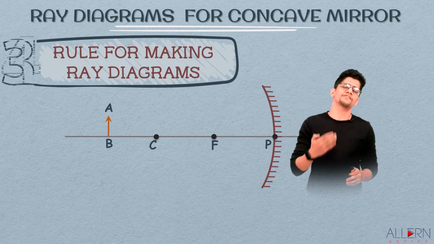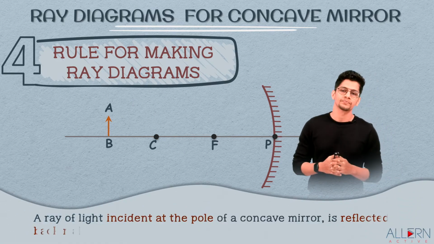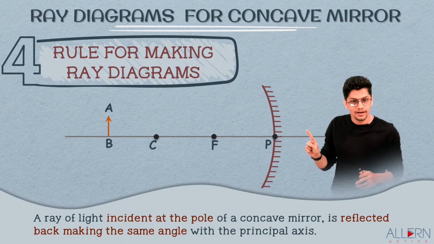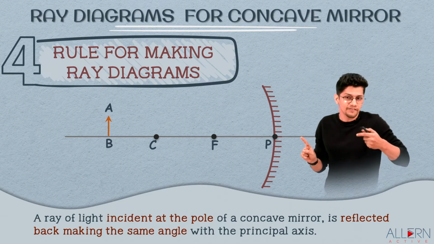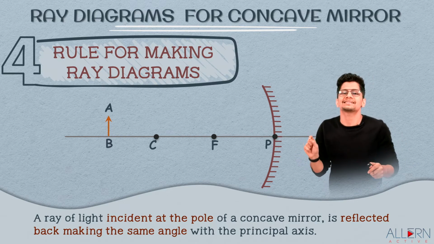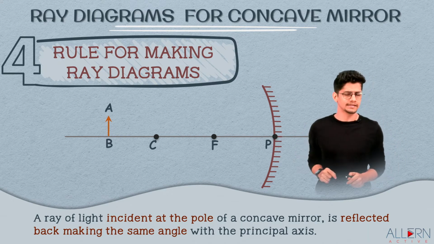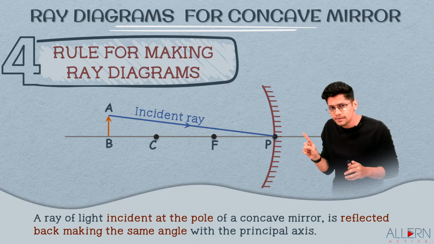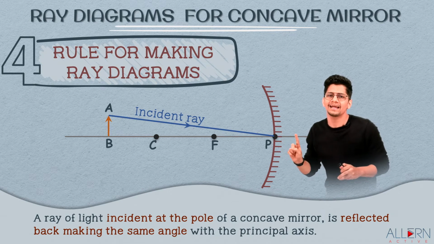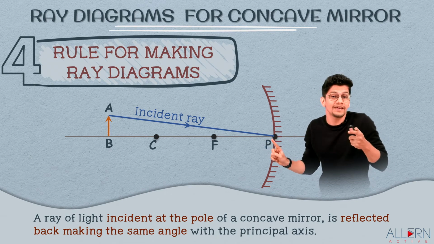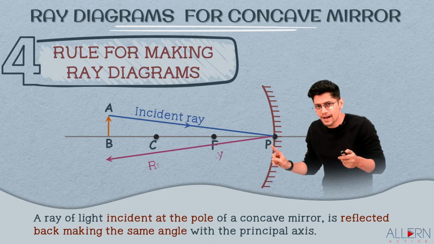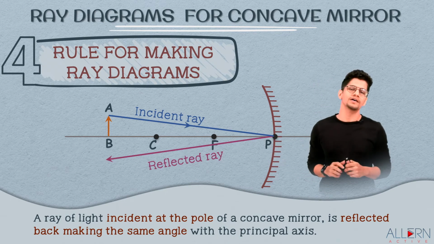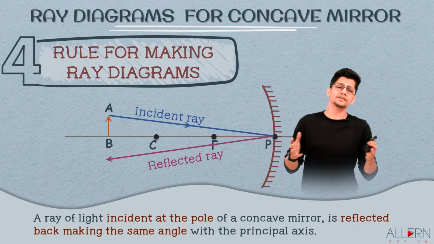Now we'll jump to the fourth rule. What does the fourth rule say? A ray of light incident at the pole of a concave mirror is reflected back, making the same angle with the principal axis. That means if the incident ray is getting incident at the pole, obviously it is making some angle with the principal axis, right? The reflected ray would travel in such a manner that this angle would be the same as the angle over here. So these are the 4 rules.